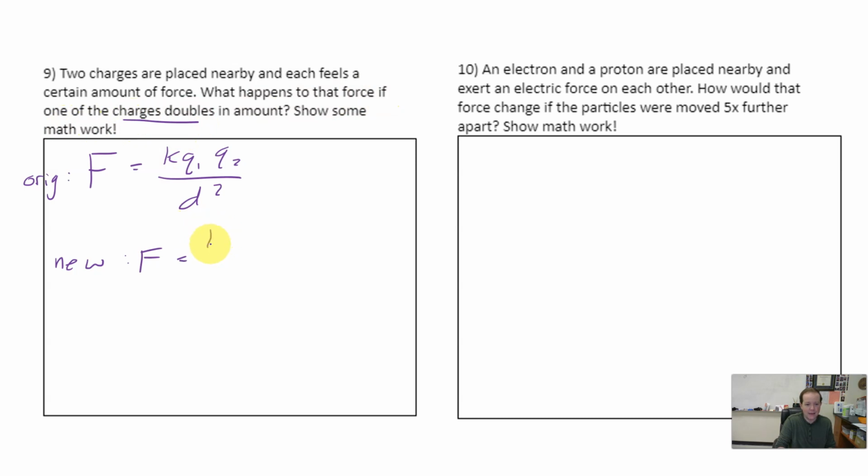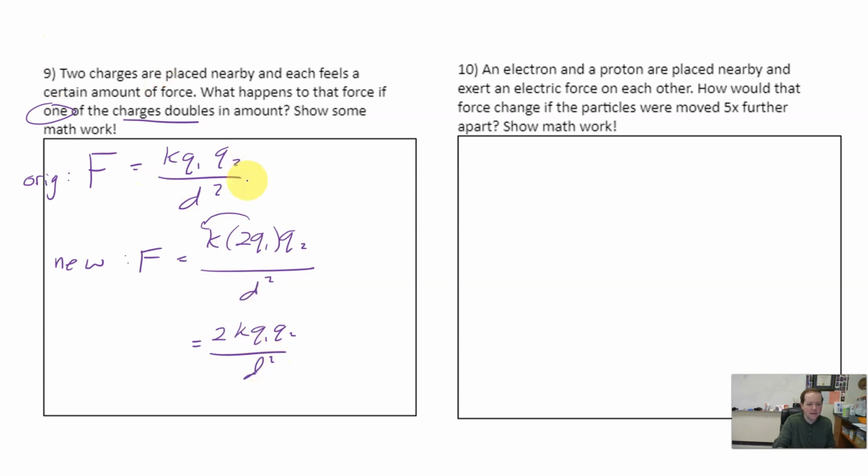Oh, okay. So K doesn't change. Q1 doubles, twice Q1, right? That's how I can make it double the amount. It only says one charge changes, so the other should just stay as it was. The distance didn't change this time, so that's just D squared. So now, let's simplify the algebra. All I have is a 2 here, but I can move that over here because everything's just being multiplied. So 2K Q1 Q2 divided by distance squared.